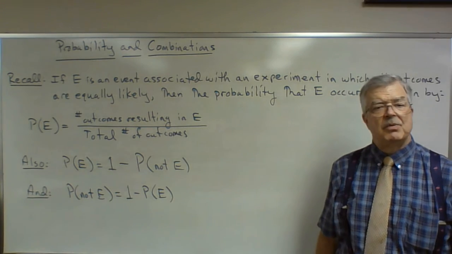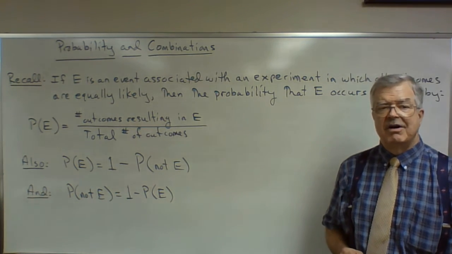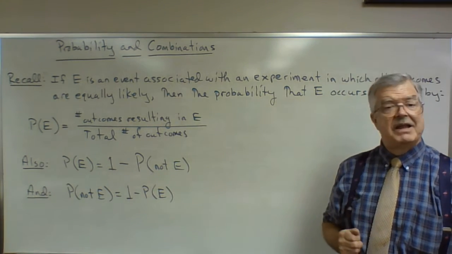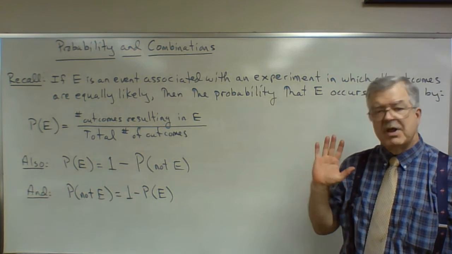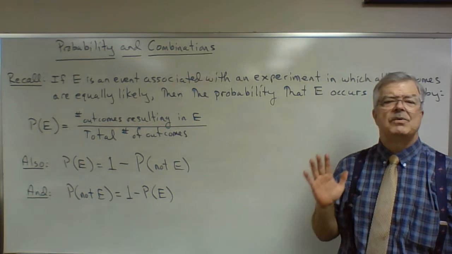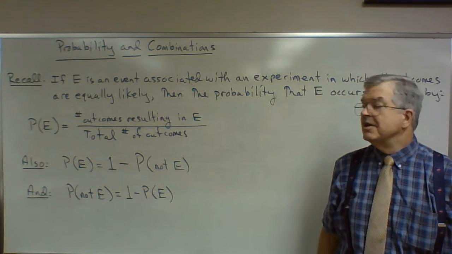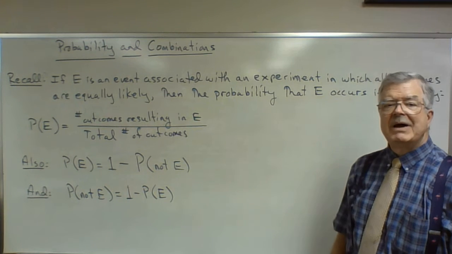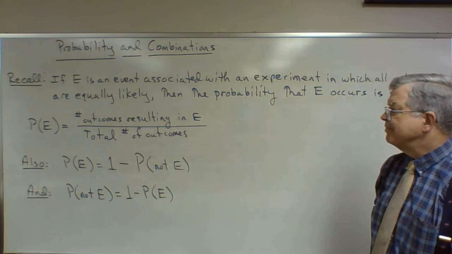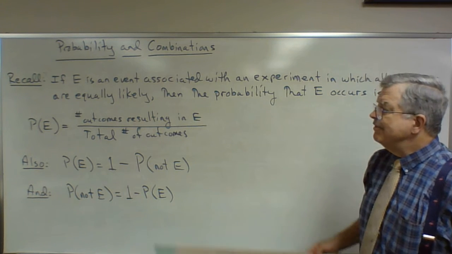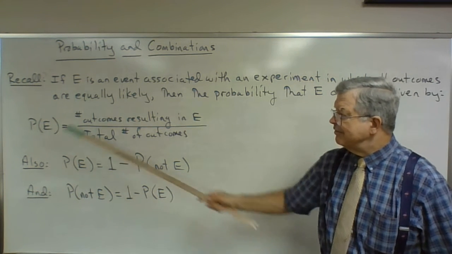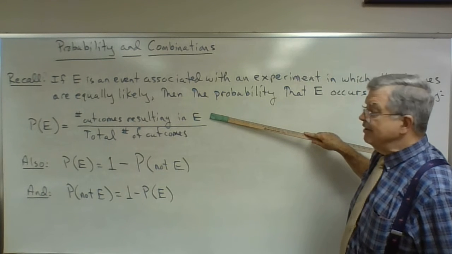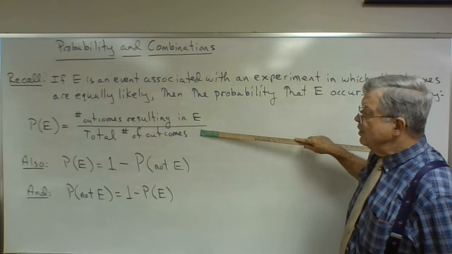And a final example, we have a well-shuffled deck of cards, and we randomly pick one card from inside that deck. All 52 cards in the deck are equally likely to be chosen. So these are examples of experiments where all outcomes are equally likely. And the probability of an event associated with such an experiment is the number of outcomes resulting in that event occurring, divided by the total number of outcomes.